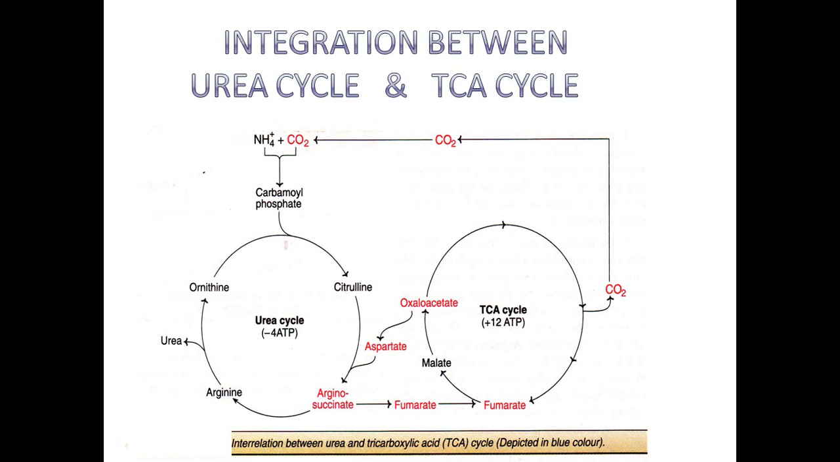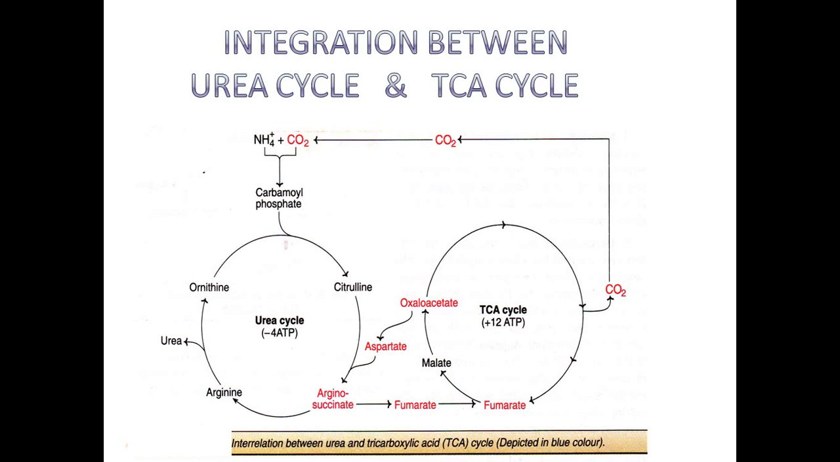Now in this diagram you can clearly see how the urea cycle is linked with the TCA cycle. This is called integration between the urea cycle and the TCA cycle. Now see carefully, this diagram is taken from the U. Satyanarayana textbook of biochemistry. In this diagram you can see the ammonia and carbon dioxide reaction, the first step of the urea cycle, and the formation of carbamyl phosphate.